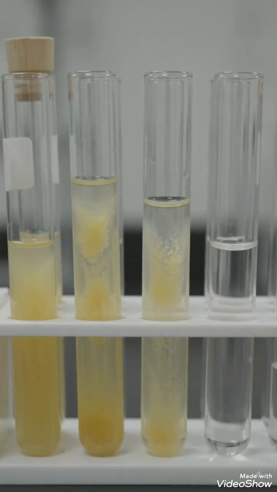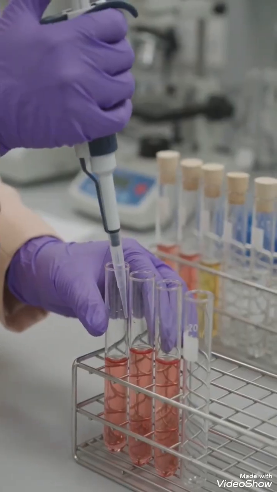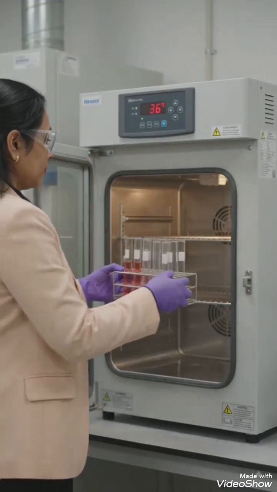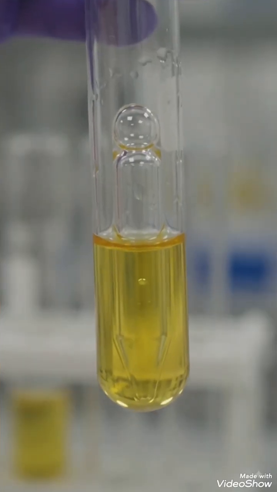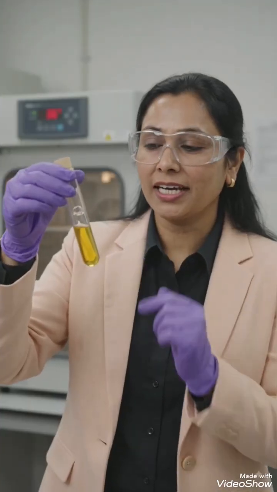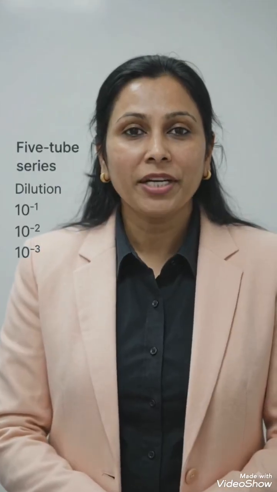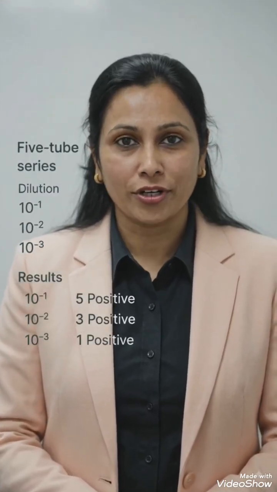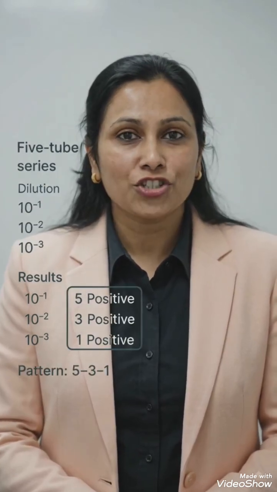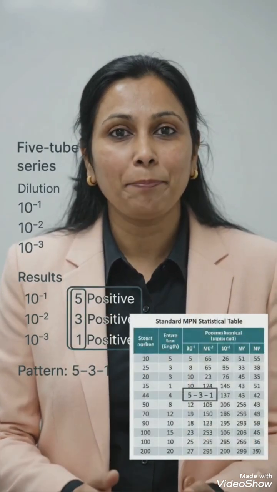Instead of directly counting colonies, it estimates microbial population based on the number of positive tubes showing growth after inoculation. Prepare serial dilutions. Inoculate tubes with different sample volumes and incubate for 24-48 hours. Observe acid and gas formation. Positive tubes indicate microbial growth. The combination of positive tubes is recorded. This combination is compared with the standard MPN statistical table.